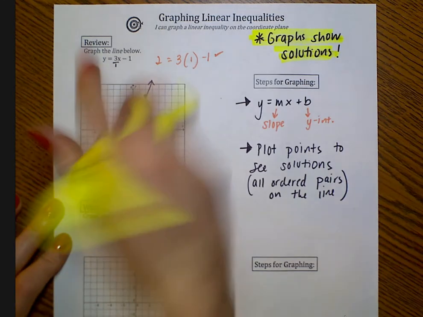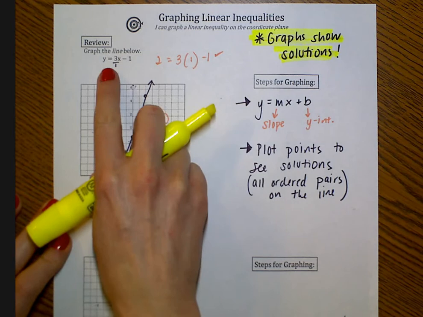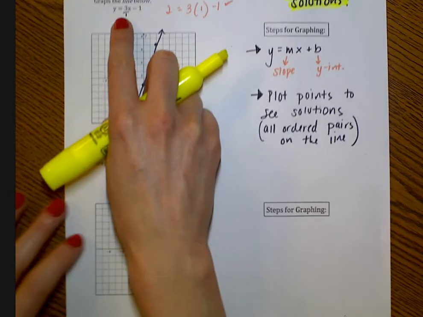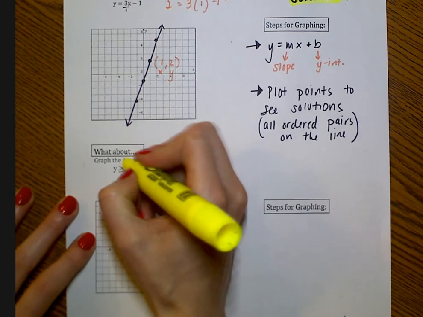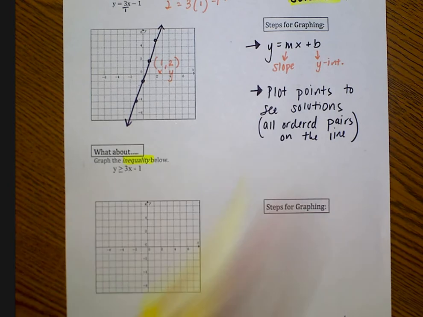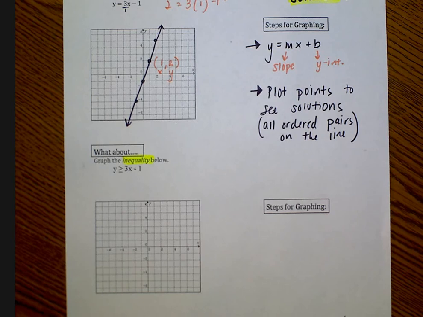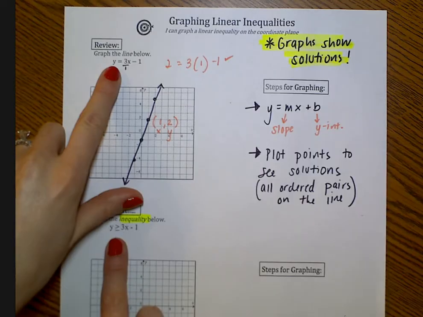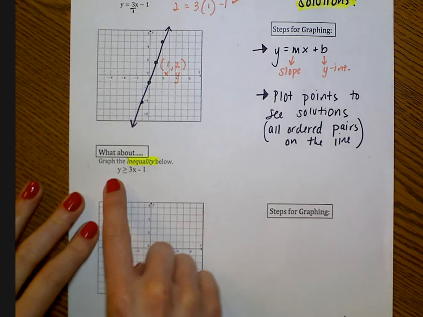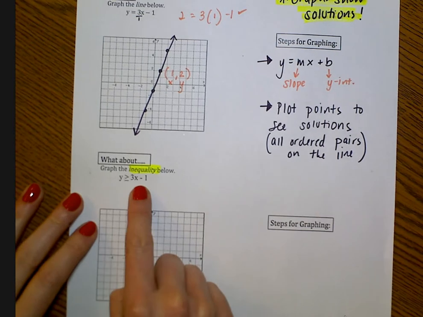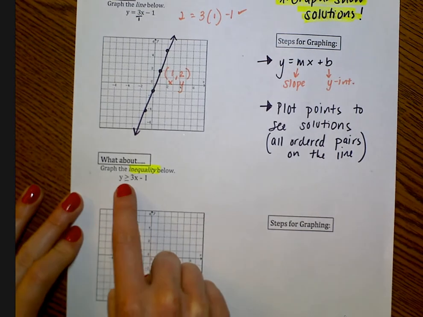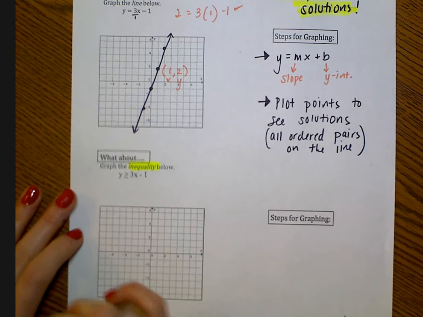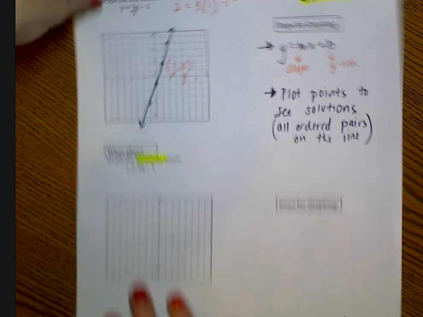Okay, so this first one, this was an equation, like I said, and it was an equal sign, but notice that down here, the difference is we're looking at inequalities. Okay, so I see a greater than or equal to sign instead of an equal sign. It's still y on the left, and it's still 3x minus 1 on the right, but this inequality sign changes a lot about what's happening in this problem.